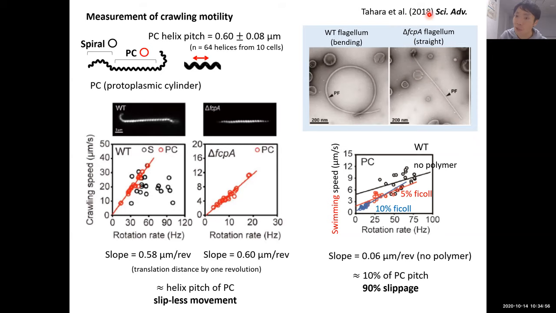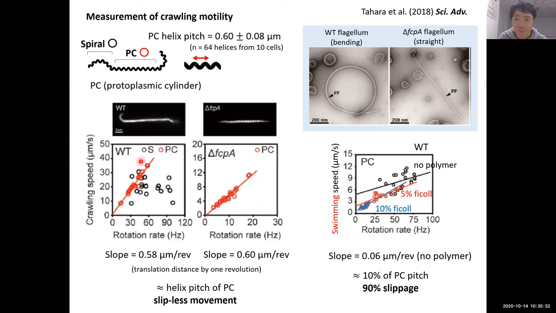If they lack this protein, the filament becomes straight. Therefore, the bent end is lost and they show a straight shape. However, they have flagella, therefore they can move. However, the speed is slower than the wild type, right? The reason why we use this mutant is that we'd like to know whether this spiral part is required for crawling.